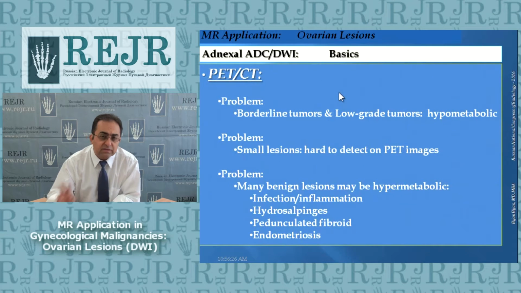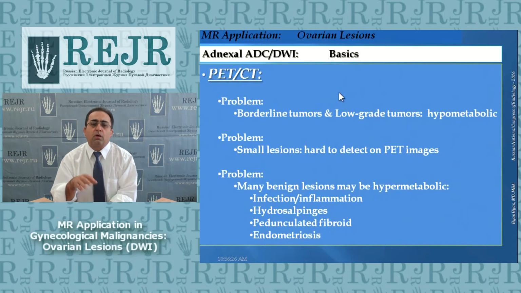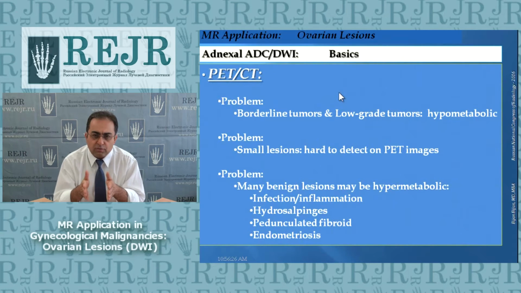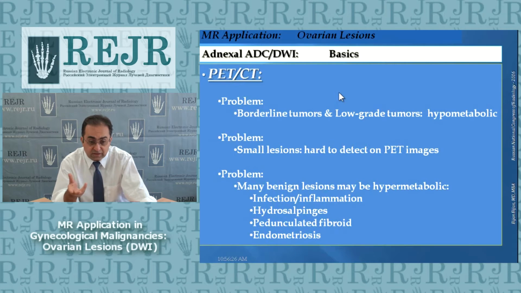Now, there are 3 sets of problems with PET-CT. Number one, there is a large group of cancers that we call borderline tumors or low-grade tumors. These are usually hypometabolic. So if they're hypometabolic, we will not be able to pick them up on the PET scan. Then also lesions can be very small. If they're too small, they are below the resolution of the PET to be able to detect them.